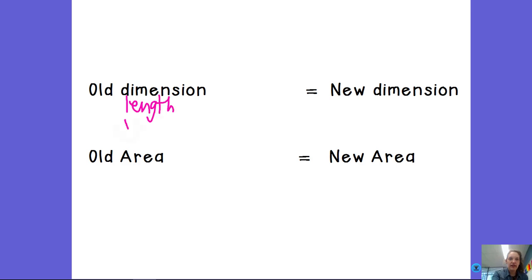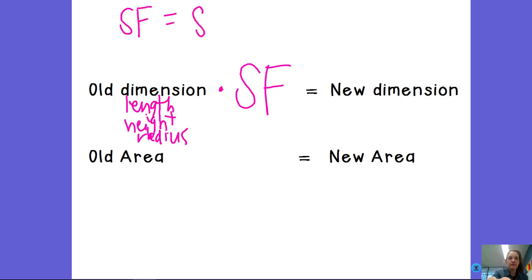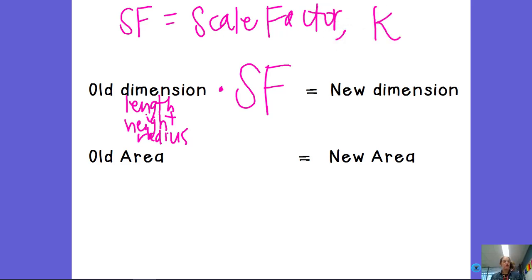So the big idea is, if I have a dimension, which is a word for a length, a width, a height, a radius, those are all examples of dimensions. If I take a dimension, multiply it by my scale factor, I'm going to use SF for scale factor, or sometimes you'll see scale factor as K. I don't know why, but people just use the variable K to represent scale factor.